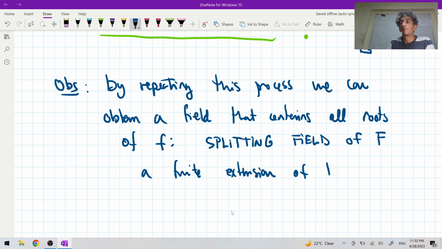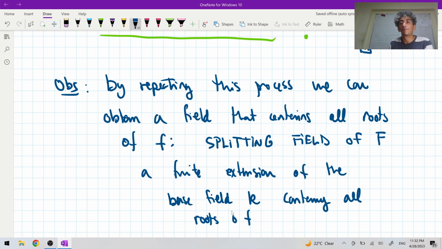of the base field K containing all roots of f. And it has just that, okay? In the sense that it is minimal among all the fields that contain the roots of f. So this process of actually constructing fields that contain roots of polynomials is a very important one. Okay, examples of this, we have many.